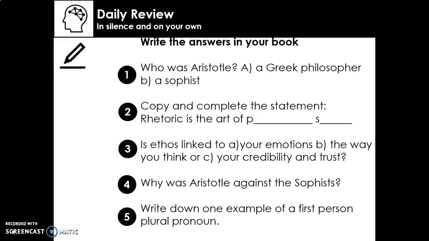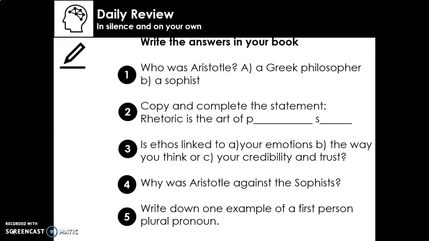So 4, why was Aristotle against the sophists? Now, guys, obviously your individual wording may vary, but the fundamental concept we want here is that he thought that sophists were manipulative, that he didn't agree with the way that they were manipulating and influencing people. He was against them. He thought it was emotional manipulation. Bad sophist, naughty.